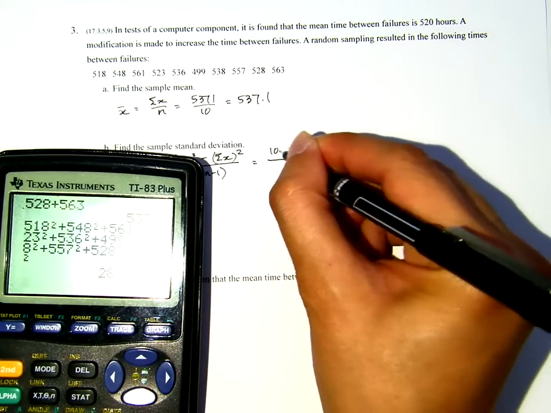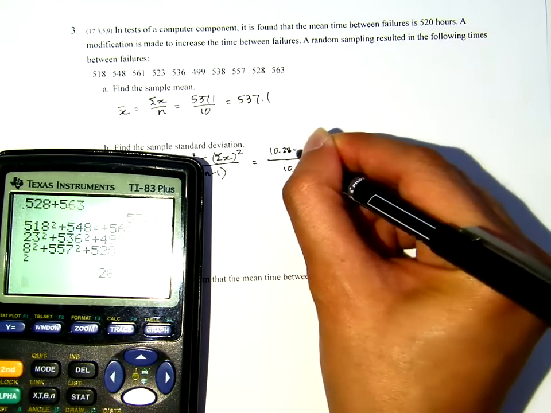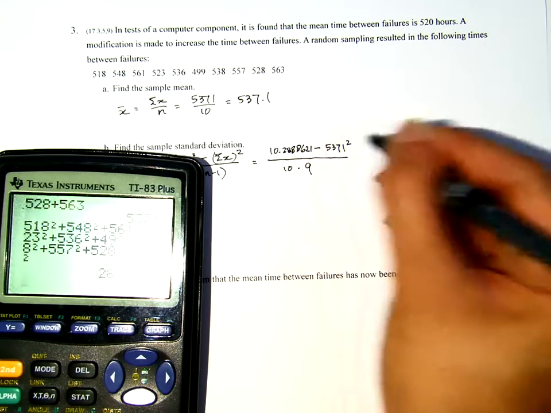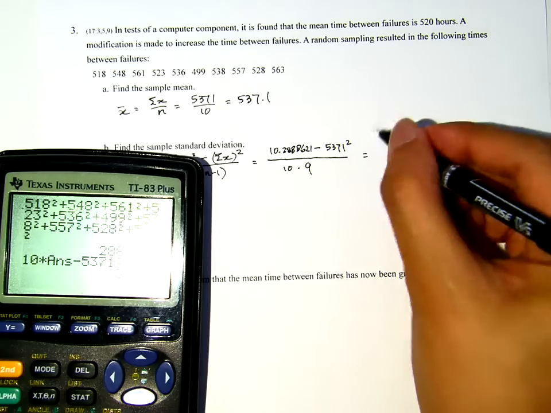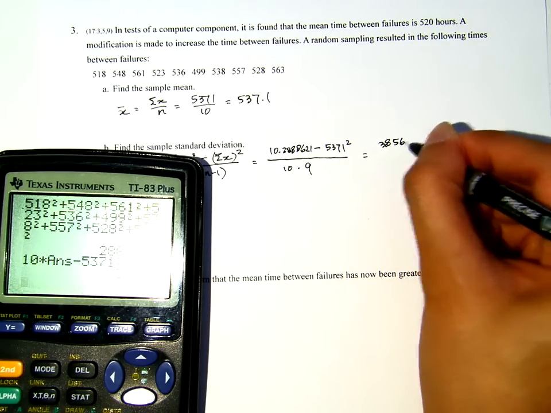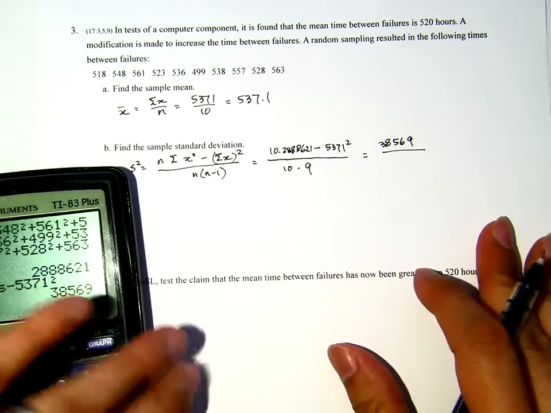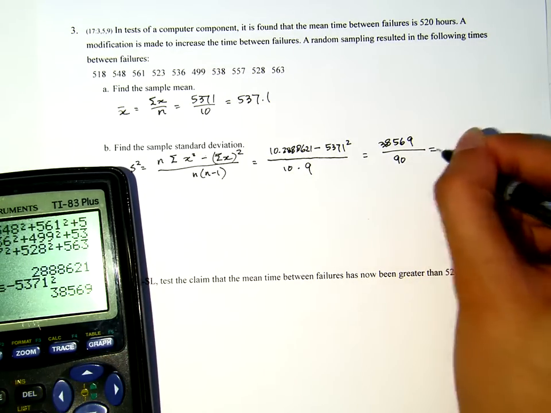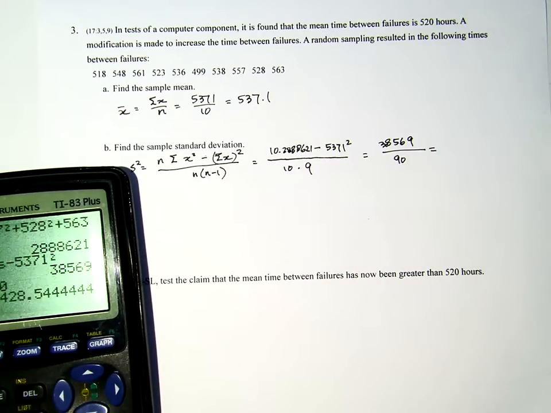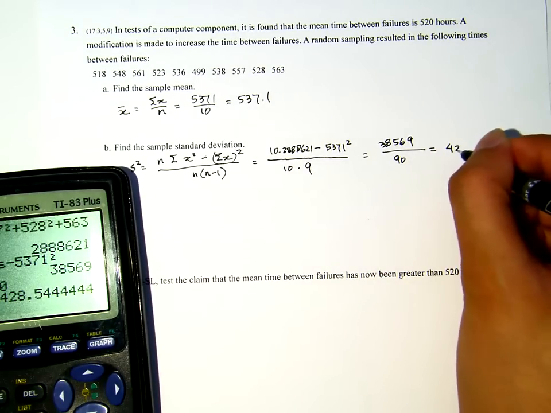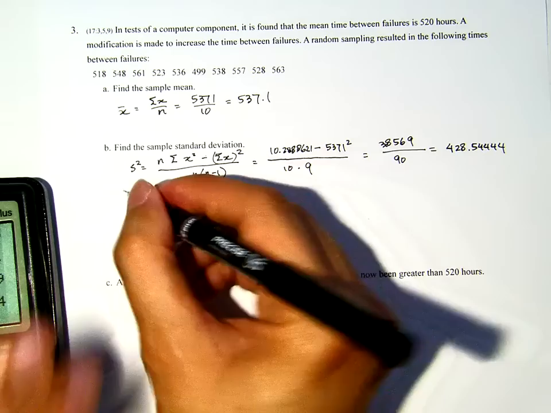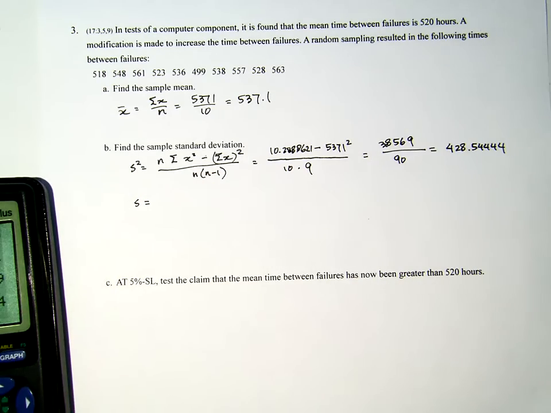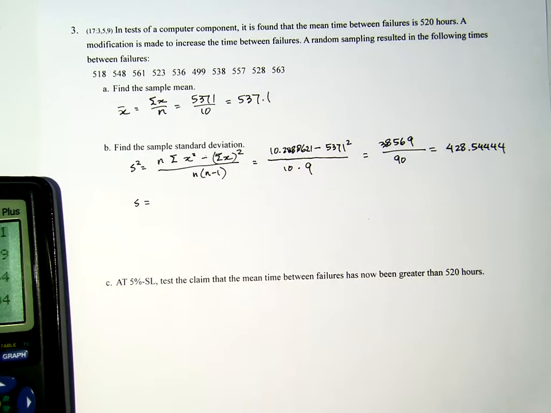Oh, that's a big number. That will be 2,888,621. Okay, now let's multiply 10 times that number minus 5371 squared. That is 38569 over 90. That's equal to 428.5444. So the sample standard deviation will be the square root of that. I get 520.70132.